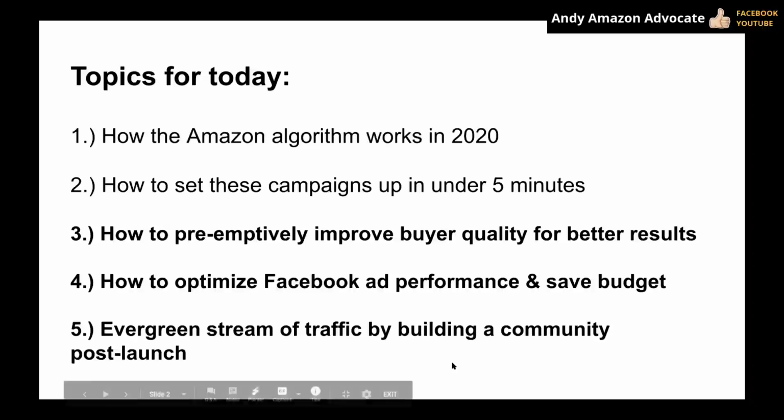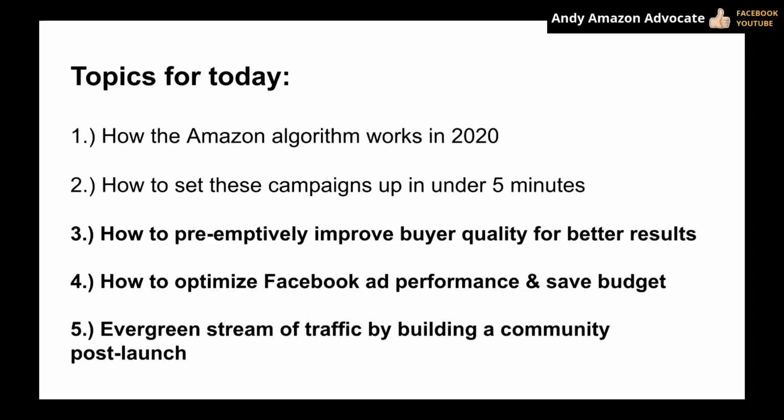So the topics for today, we're going to be going over the basic topics of how the algorithm on Amazon works. So you understand why it is we're using Facebook, why are we using Messenger, why we're using this thing called Rooster to launch Amazon products to page 1. This is the most effective way to do it, and I'm going to go over the algorithm and why it is the most effective way to do it. Also going to go over how to set up these campaigns in under 5 minutes. I'll actually create a campaign live for you to see how quick and easy it really is.